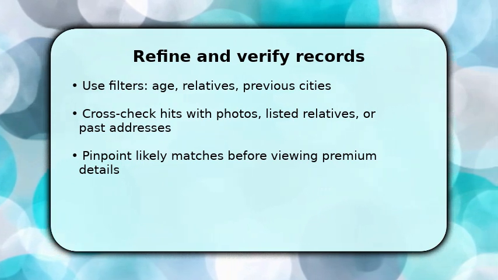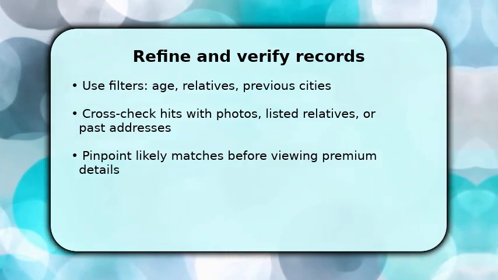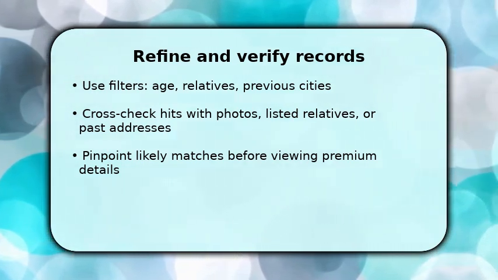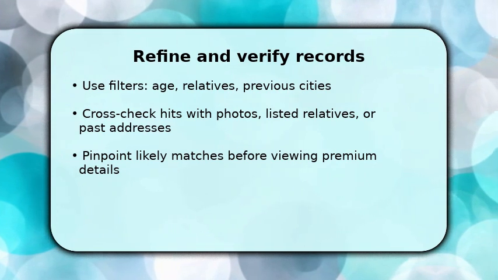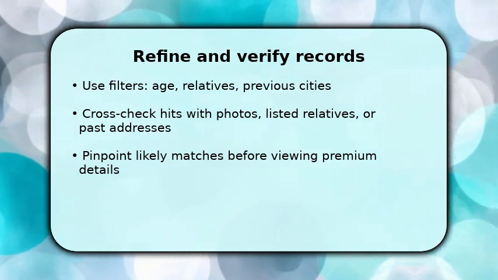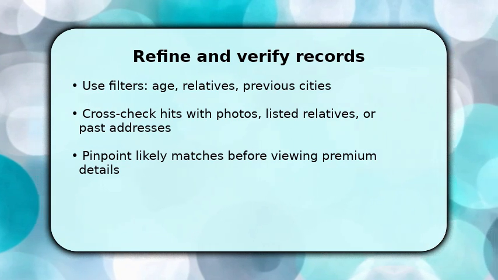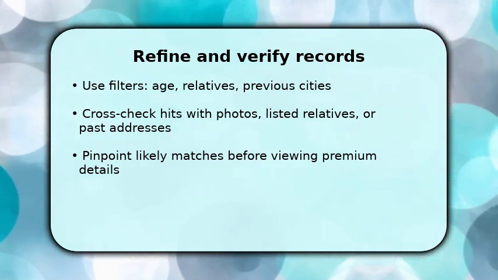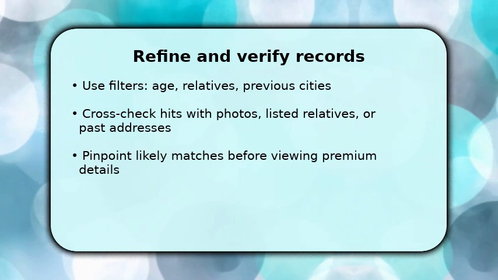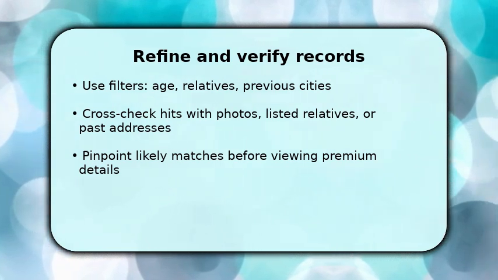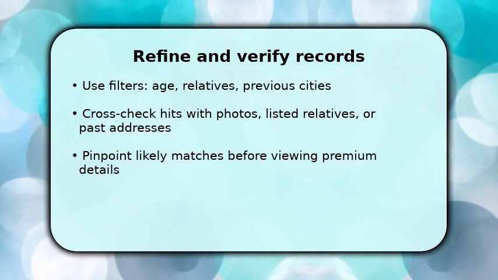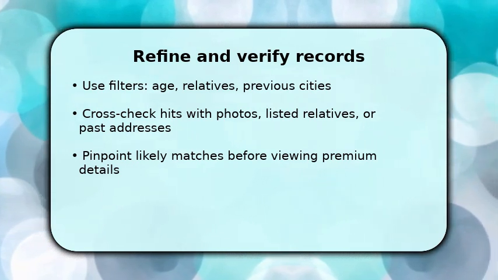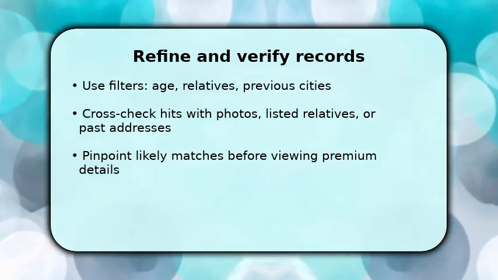This reduces false positives. You should compare available details, listed relatives, associated addresses, or profile photos to confirm identity before proceeding. Once you identify one or two strong candidates, open their summary cards and inspect contact types shown. If the match is ambiguous, note alternate spellings and nearby municipalities. Then rerun the search with those variations to catch misleading.